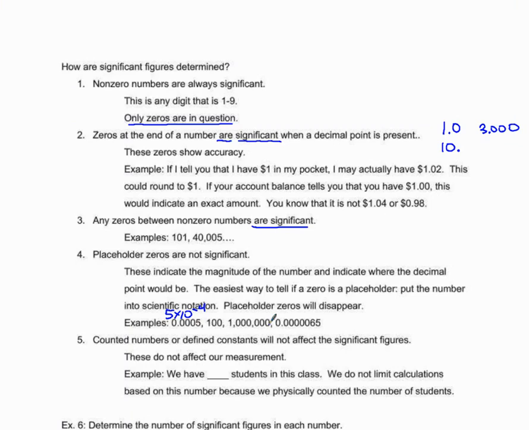0.0000065. These zeros are not significant. All they are doing is showing me how small this number is. They're showing me where the decimal point is. If I put this into scientific notation, 6.5 times 10 to the negative 6, then I see that they just disappear because they weren't significant.